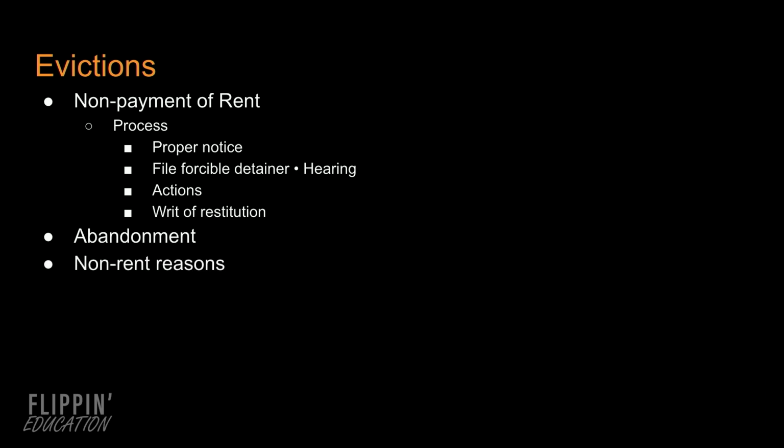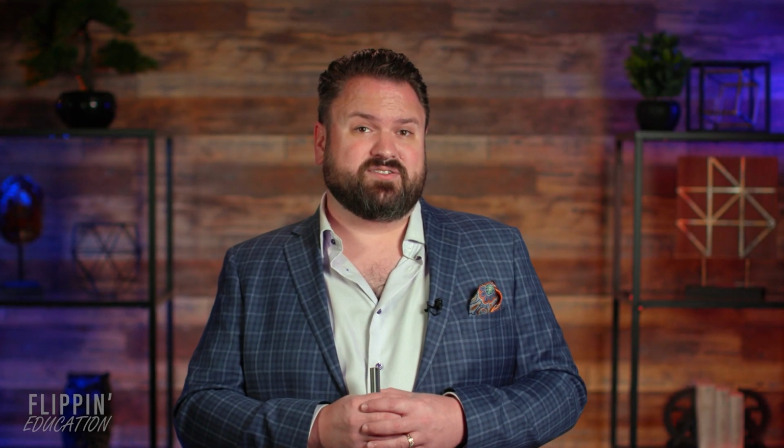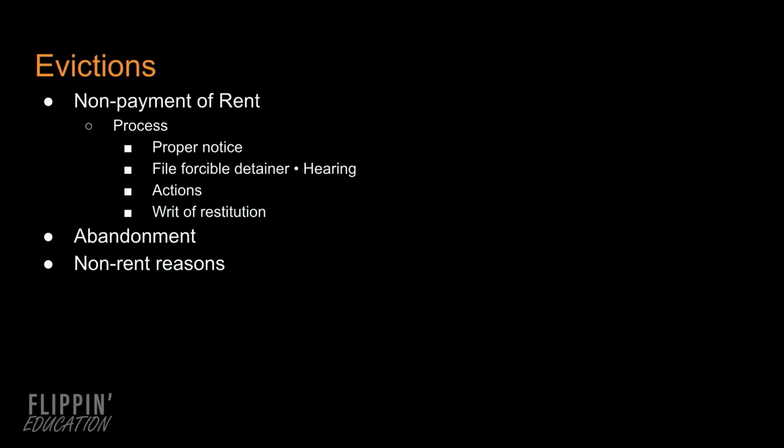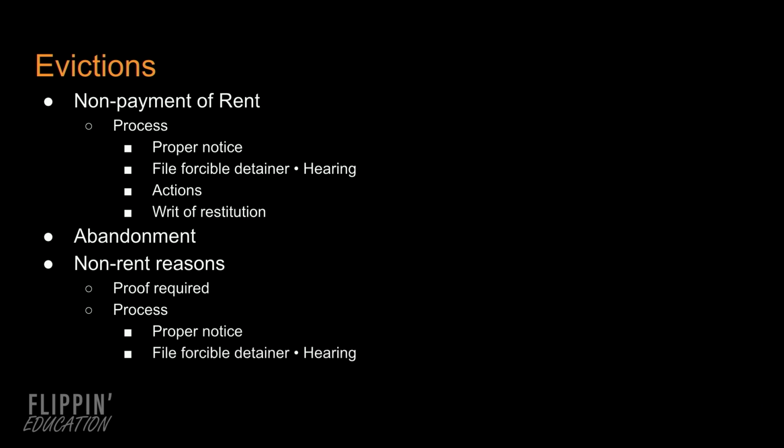You may have some non-rent reasons why you're evicting your tenants. This could include things like domestic violence. It could include things like abuse to the property. The list goes on, but there are guidelines that are specific to your state on why you can evict people for non-rent related reasons. But again, there is a legal process that you have to go through. You have to provide proper notice to the tenant. You have to file a forcible detainer, go through the hearing, get the actions and the writ of restitution, just like in the rent related reasons for evicting.